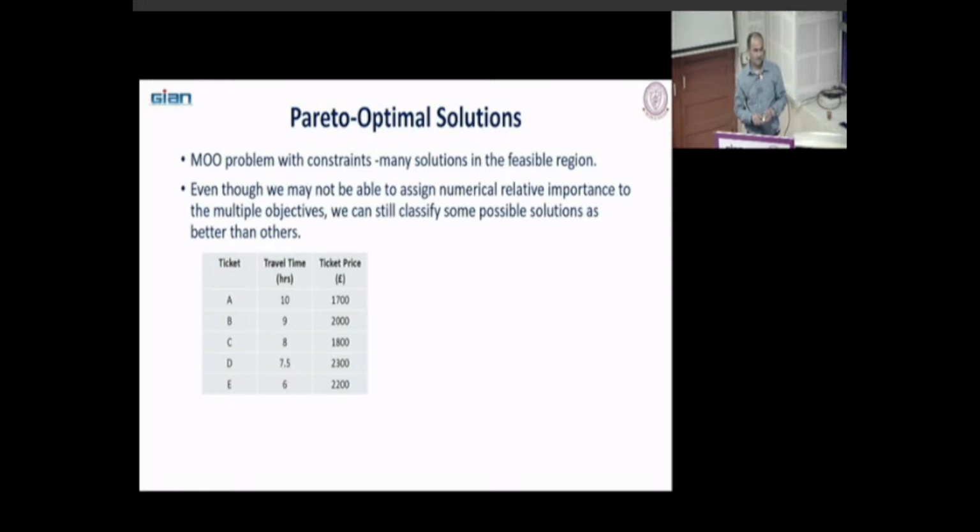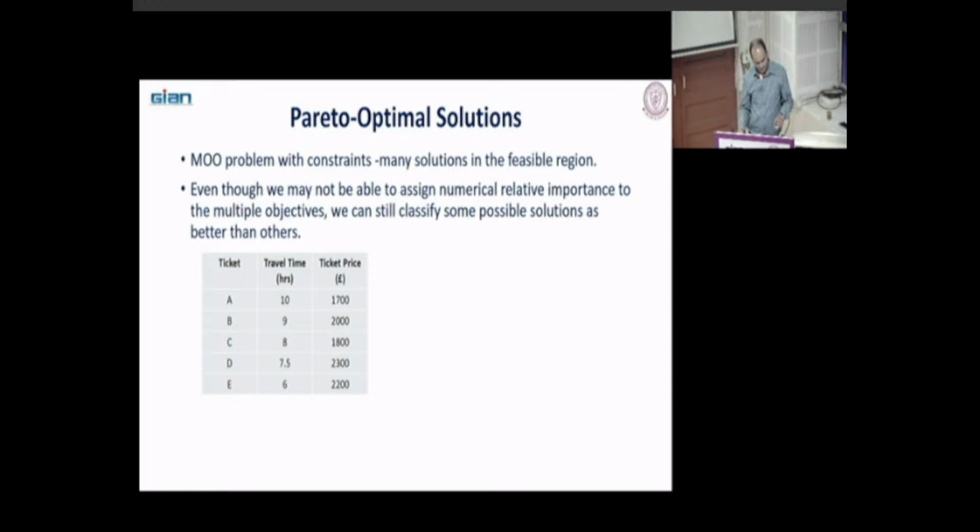Suppose you want to go from Varanasi to Delhi or somewhere else. There are 5 ticket types, with travel time in hours and the ticket price. Ticket A has a travel time of 10 hours and the price is 1700 pounds. What about B? Travel time is reduced from 10 to 9, ticket price 2000. Do you think that B is better than A? Our objectives are two: travel time and ticket price. B is better than A, but in which case? Only one: travel time, not ticket price.